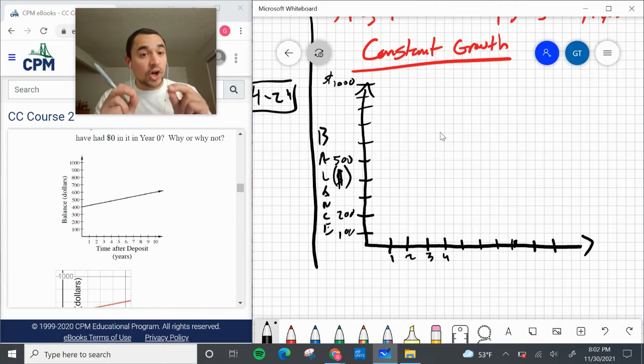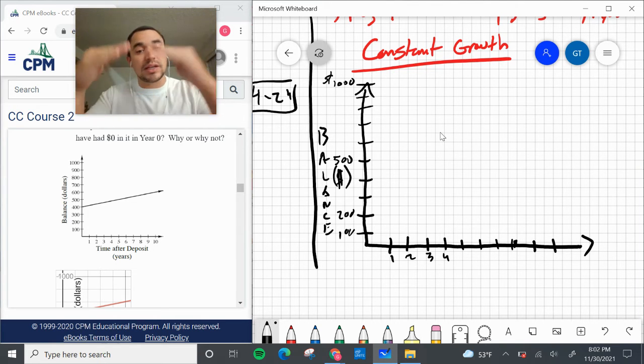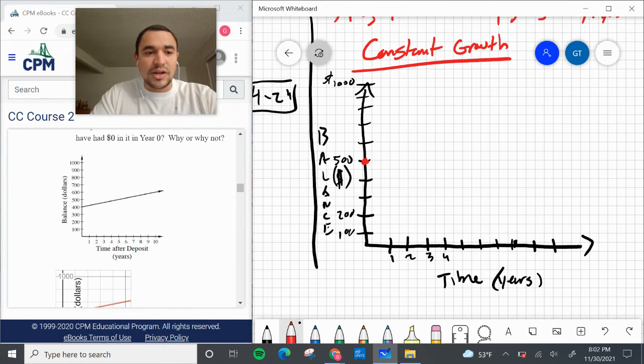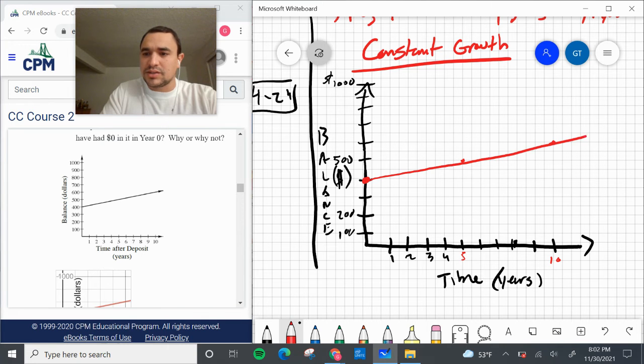So make sure on your test, make sure that you label every single line and everything. I'm just speeding up the process here. And this is time in years. So in time in years, we have $400. And it's going all the way to 10. And it looks like $600. So here's 10. I'm going to go to $600 here. And then 5 years is $500. So 5 years is $500. I'm going to go right across.